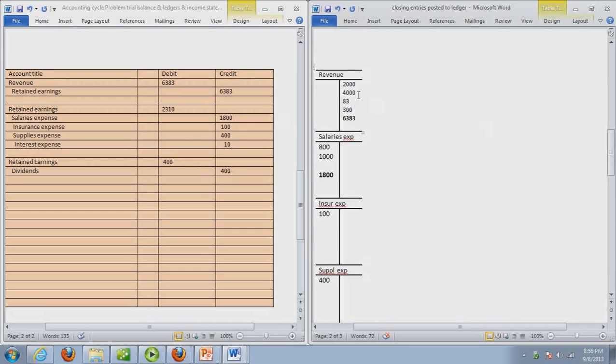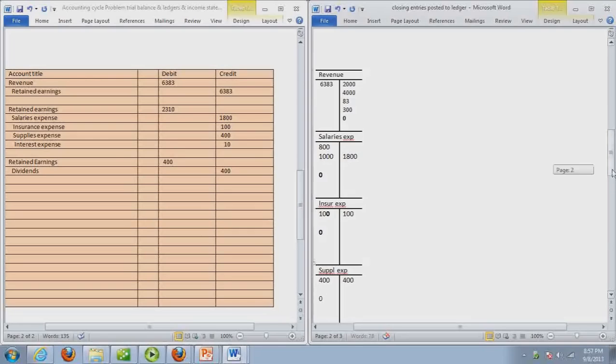So let's next look at the posting procedure. Revenue has been debited, so in the ledger we're going to debit revenue. And this is going to create a zero balance. And then we can close out salaries expense. So that's going to have $1,800. So you can see $1,800 on the credit side, on the debit side too. So this would create a zero balance. And insurance, we closed $100. So we're going to credit $100 and then bring down a zero balance. And supplies will be credited for $400, and that's going to create a zero balance.